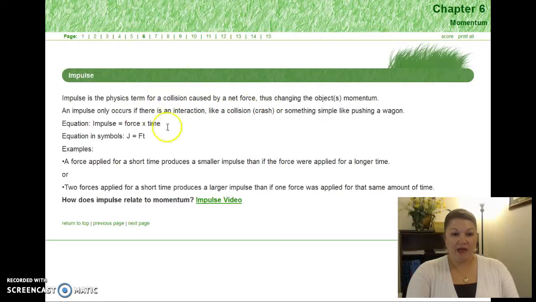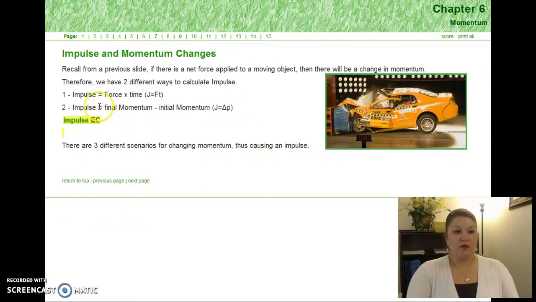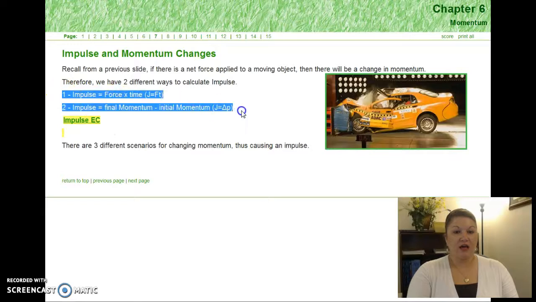Well, that interaction is called an impulse. Right? In physics speak, it's called an impulse. So we can calculate that impulse as force times time or as the change in momentum, as we will see right here. So here's our two ways for calculating impulse, right? So we can calculate a change in momentum, and then if we know the time, well then we can use that relationship to get the force. Alright? It's all in there.